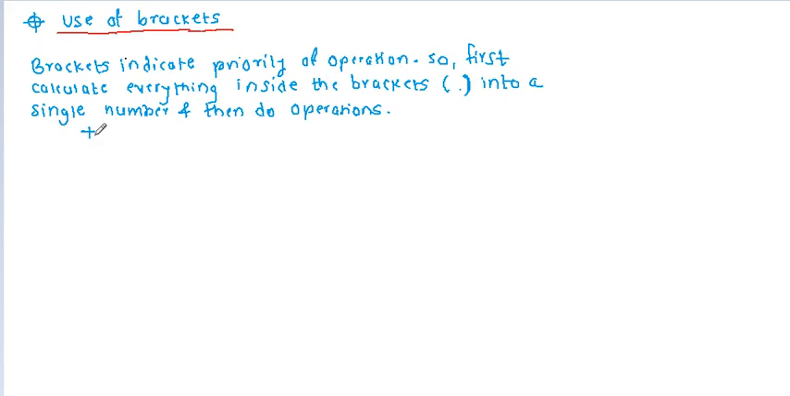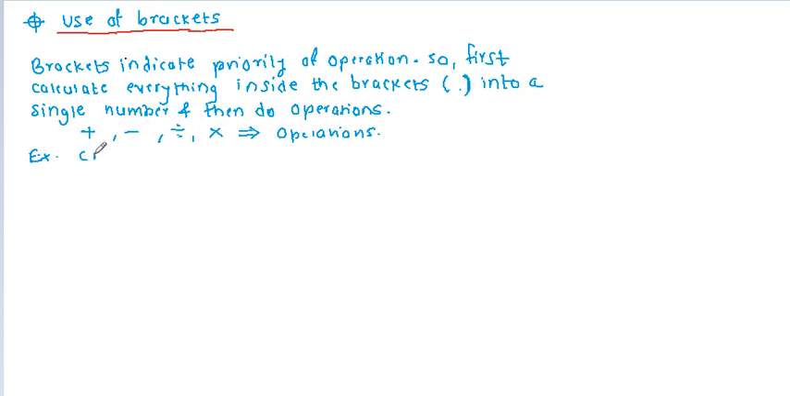We will understand this with an example. But before that, let's see what the operations are: addition, subtraction, division and multiplication. These are called operations in mathematics.